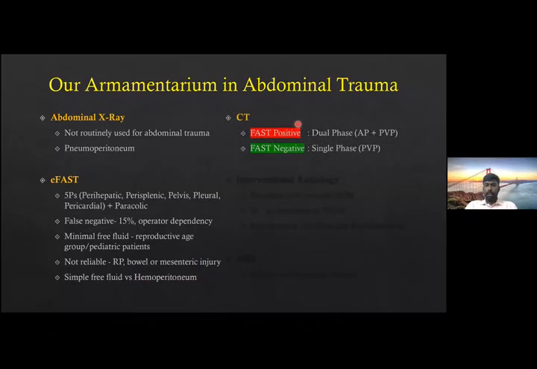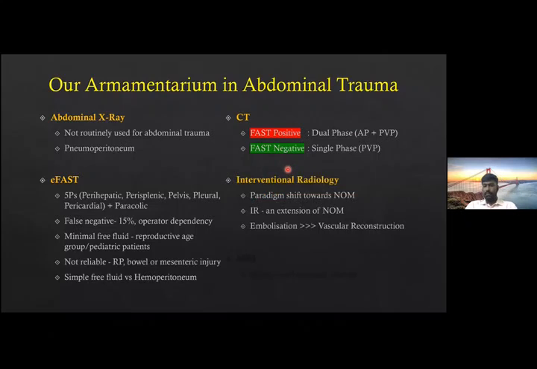So CT is the main workhorse in evaluating the extent of abdominal trauma. In FAST positive patients, we usually go for a dual phase CT scan with arterial and portal venous phase. And in FAST negative patients, a single portal venous phase CT abdomen will suffice.